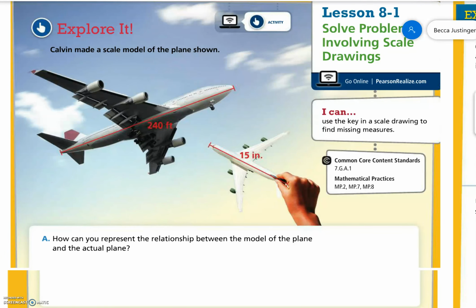Hi, 7th grade. Welcome to your first lesson of Topic 8, Solve Problems Involving Scale Drawings. By the end of the lesson, I want you to be able to say, I can use the key in a scale drawing to find missing measures.